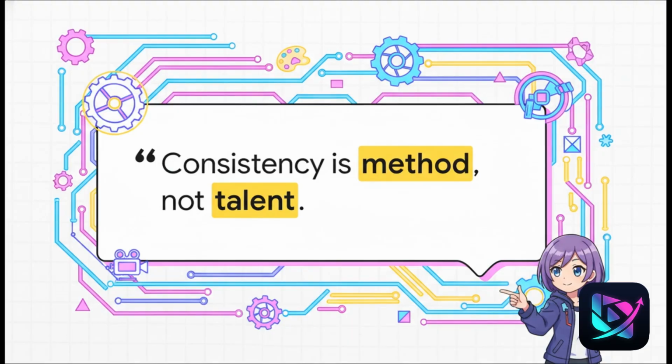This right here, this is the core idea. Seriously, think about it. Is getting a consistent style something you're born with, some kind of artistic talent, or is it just having a good system? We think it's a system, and we're going to build one together right now.